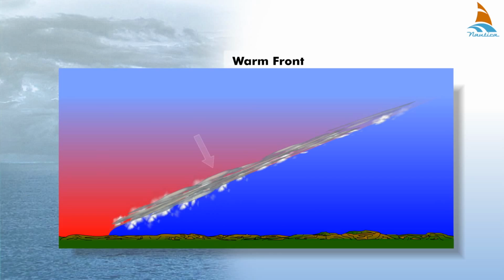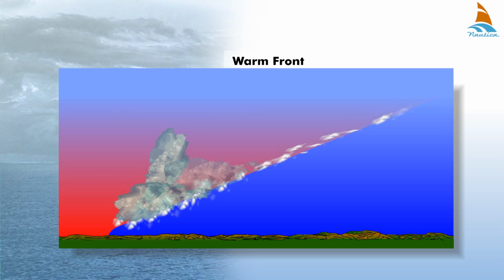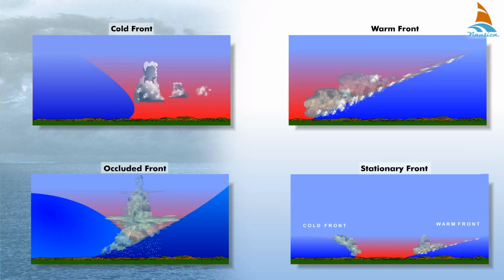If the warm air is stable, altostratus and cirrostratus cloud forms. Conversely, if the warm air is unstable, cumulonimbus and altocumulus cloud forms. The latter clouds produce severe thunderstorms. Let's look at the various types of fronts.